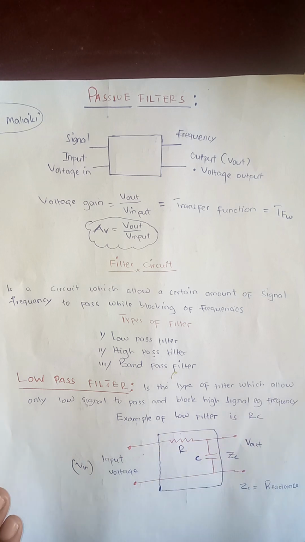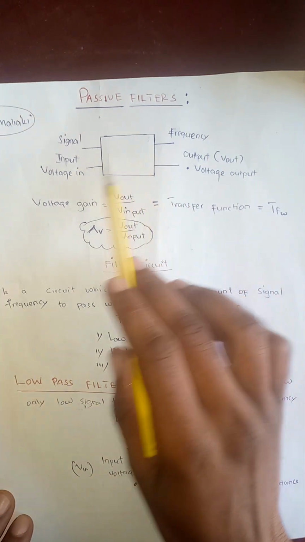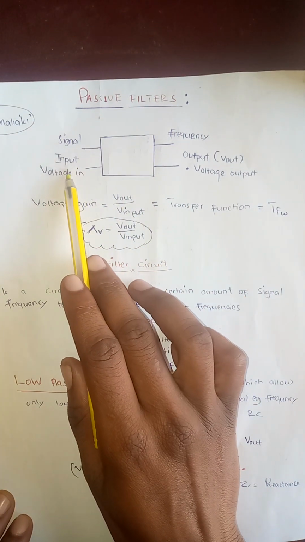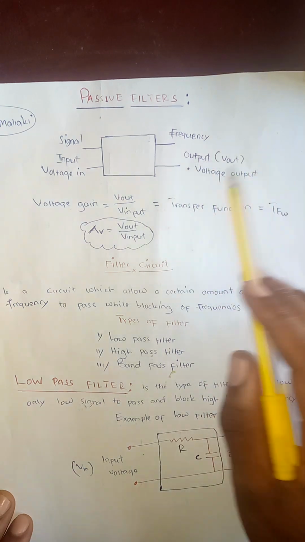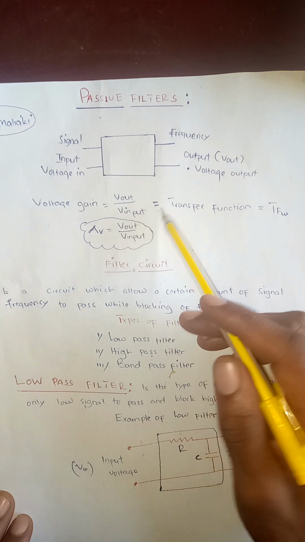What are passive filters? Passive filters are electronic devices which allow some signals to pass and block other signals. This is an example of a passive filter, whereby we have the input signal and output signal, and examples of signals can be frequency or whatever.